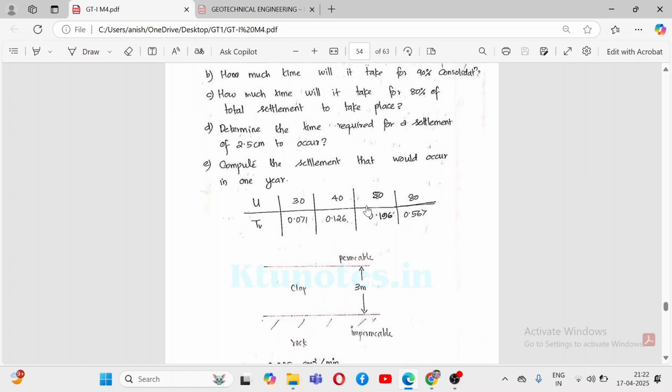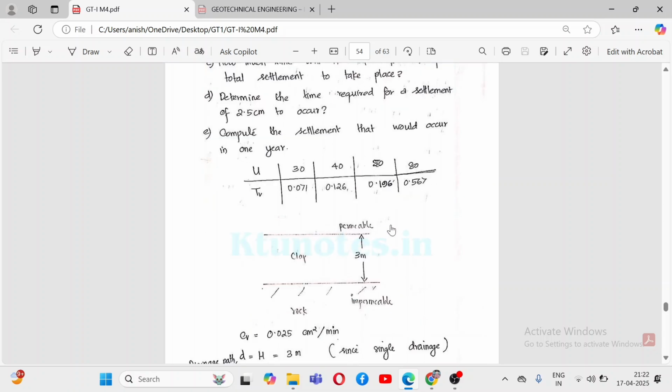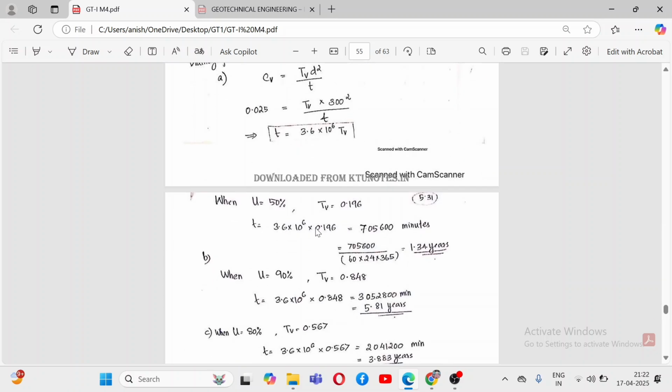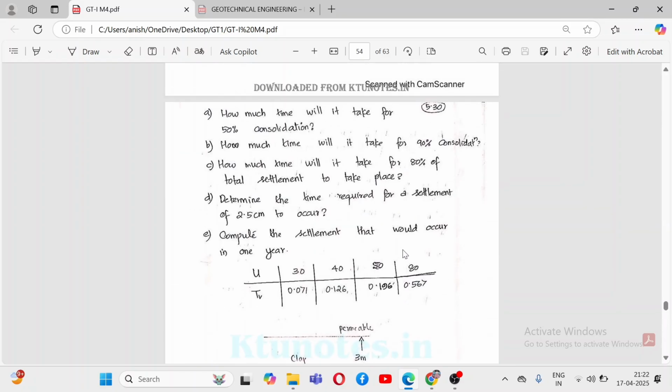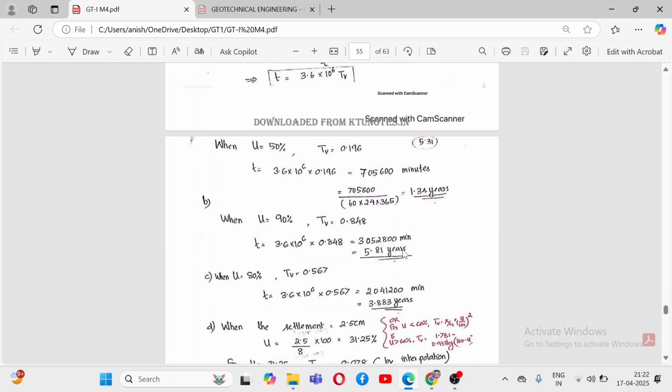What is the corresponding TV? 0.196. Right, 0.196. So we directly substitute it and you get the time in minutes. Then you have to convert it to years. How do you convert? 705,600 divided by 60 into 24 into 365. You get the value in years.